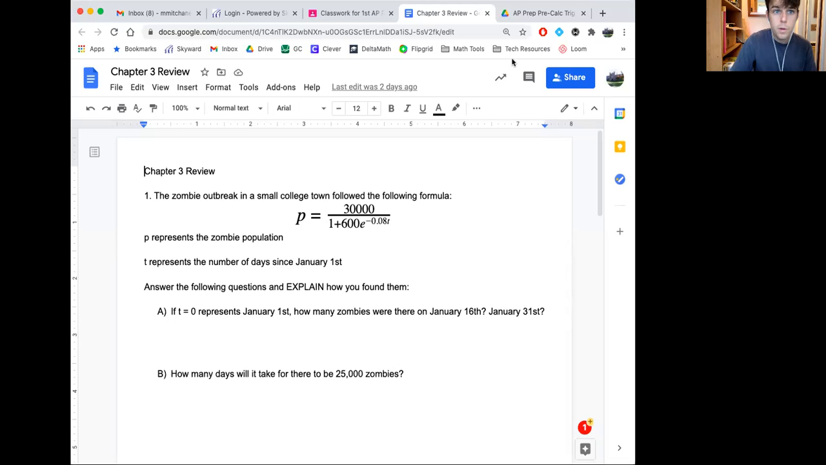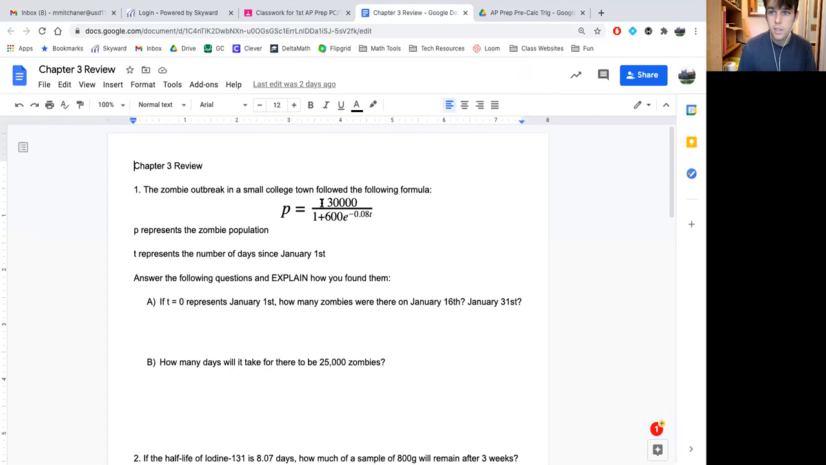All right, so I'm going to be going over the Chapter 3 review worksheet here and just talking about some of these problems. Zombie outbreak in a small college town. Follow the following formula. So we have this formula right here. Population is represented by P. The T is the number of days since January 1st.